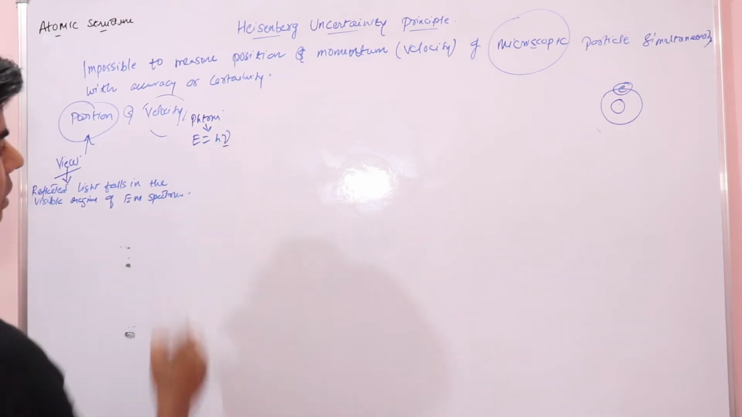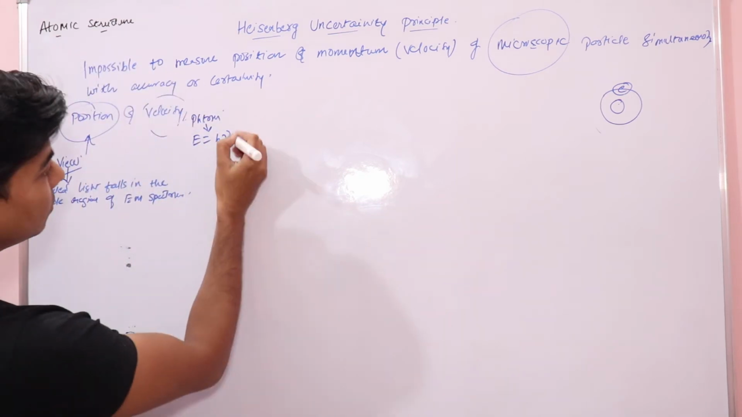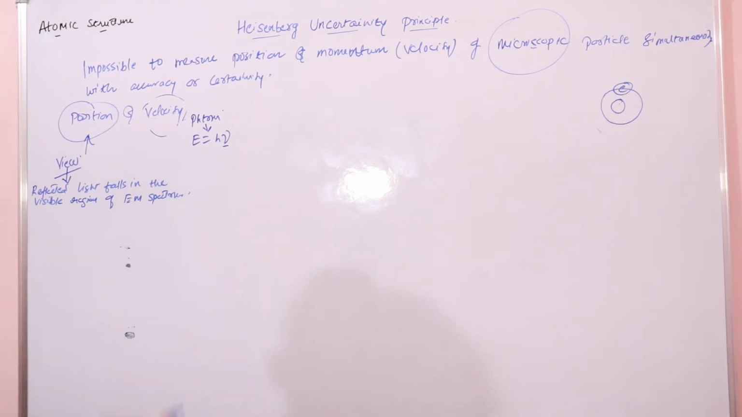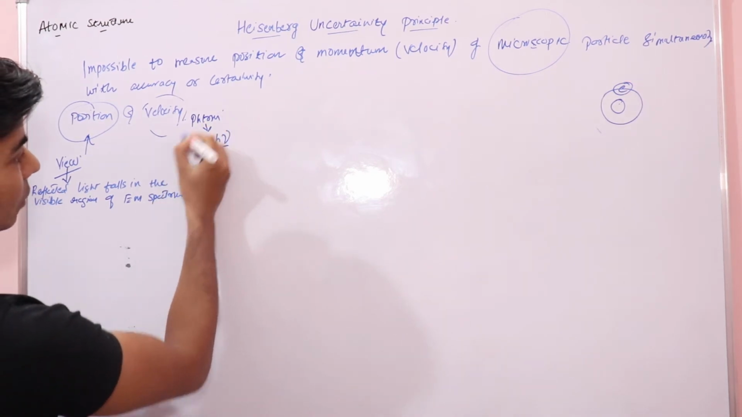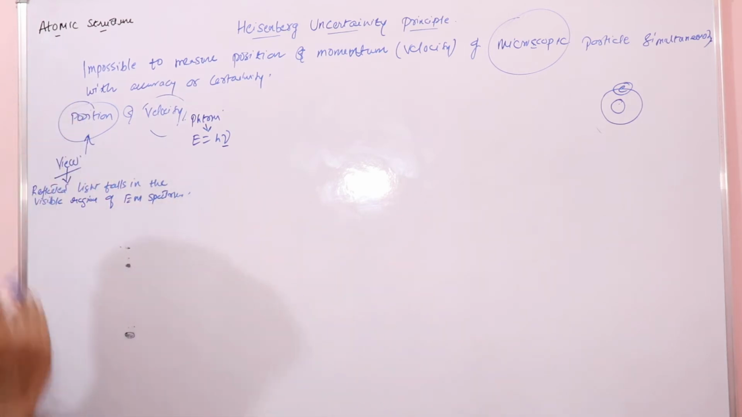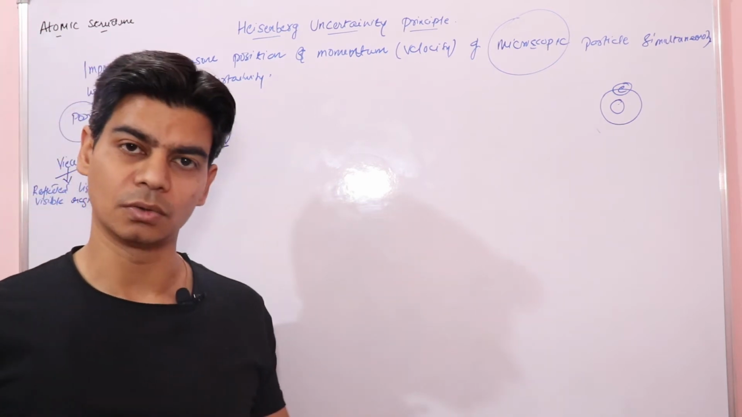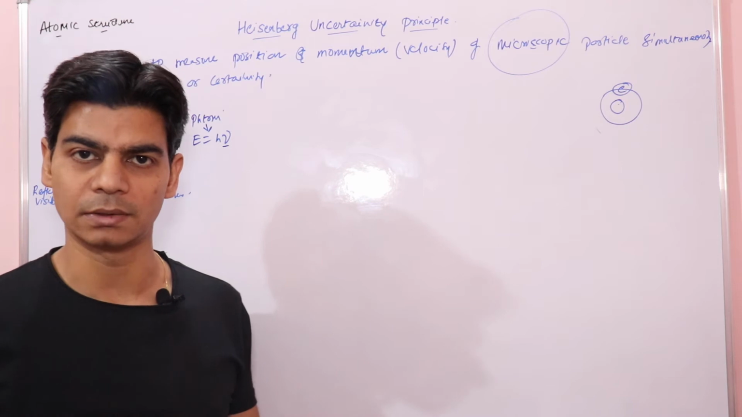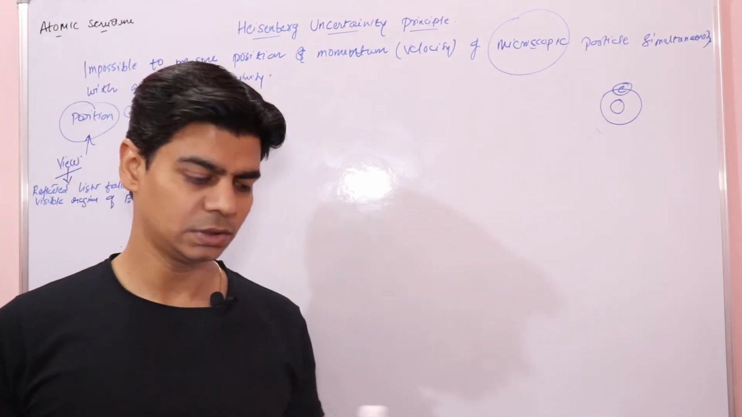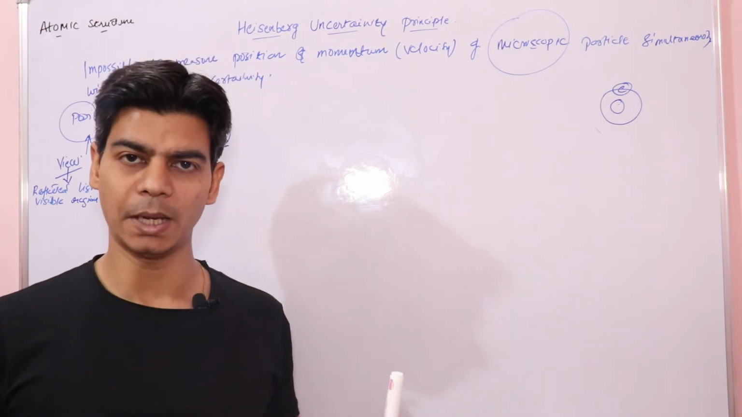Now, if a photon of light of frequency in the visible region strikes an object, it will not be able to change the position or the velocity of that moving object. Suppose this is the pen. If I'm moving this pen, you can easily look at this pen and locate it.